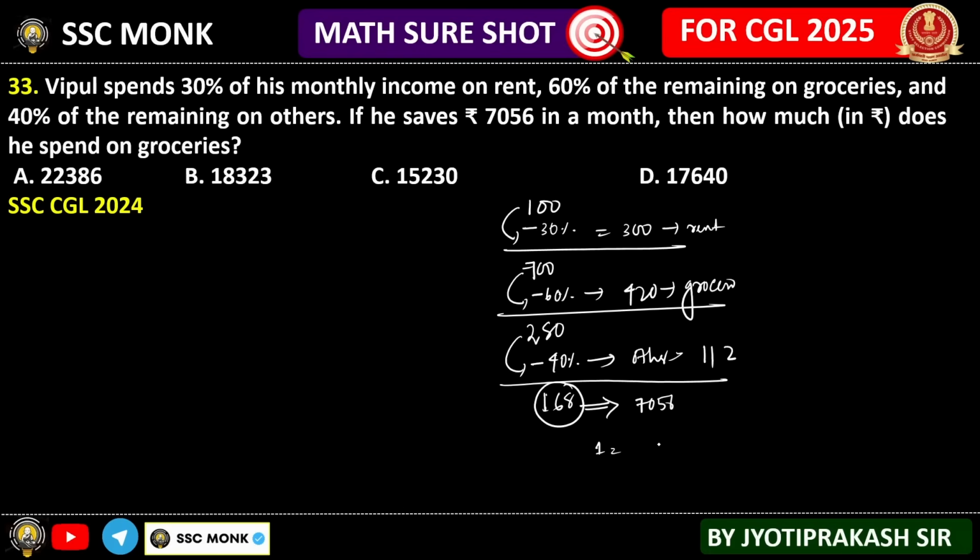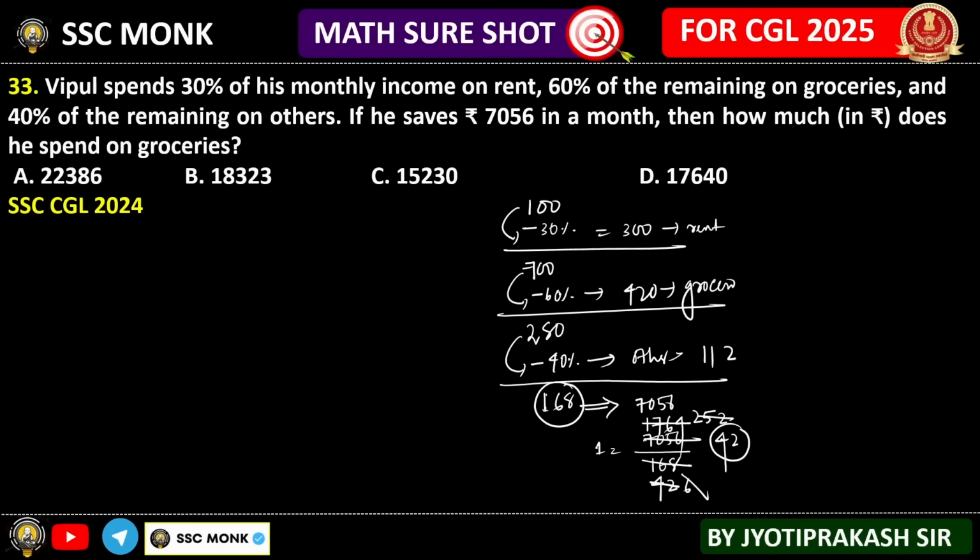So one part is equal to what? 7056 by 168. If I divide it by 4, 4 4s are 16, 4 2s are 8, 4 1s are 4, and the numerator becomes 1764, the denominator 42. Now again, if I divide it by 7, it gives 252 upon 6, and dividing by 6, each part is 42.